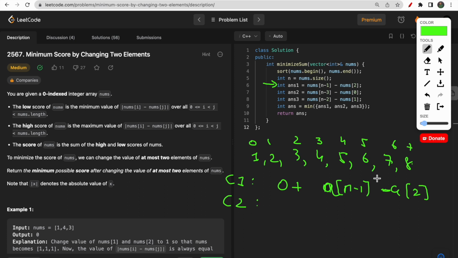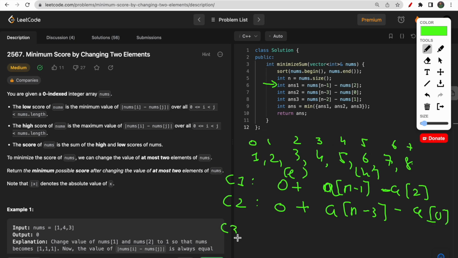What was our case 2? To change the last two elements to the previous one. So this is our low and this is our high. Let me state it: low will always be 0, correct? What would be high in our case? So our high would be n minus 3, this element, because these two are 6 itself. So it would be array of n minus 3 minus array of 0. Okay, this 6 and this.